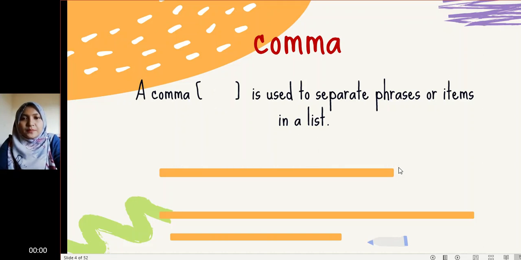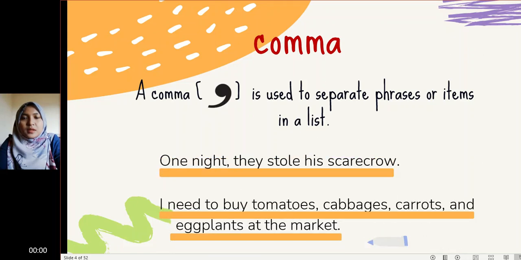Next is: I need to buy tomatoes, cabbage, carrots, and eggplants at the market. As you can see in this sentence, it is a list of vegetables. So: tomatoes, comma, cabbage, comma, carrots, comma, and eggplants at the market.